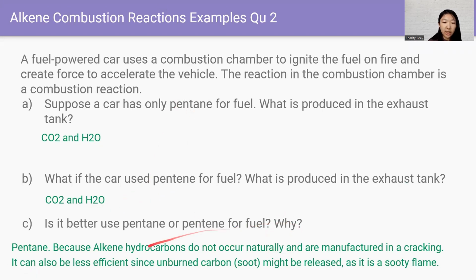And the answer is because alkene hydrocarbons do not occur naturally and are manufactured through cracking. So not only do you have to do extra steps to create fuel, it's also less efficient because when you burn alkenes, they actually produce unburned carbon, such as soot, because it is a sooty flame. But alkanes will burn very cleanly. So most of the time it's better to use the alkane instead.